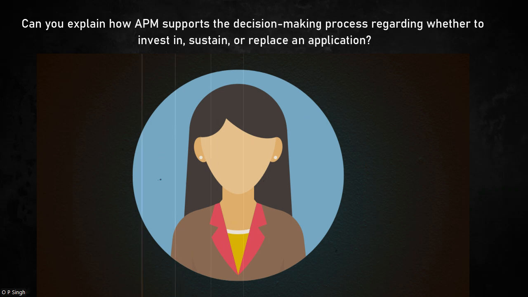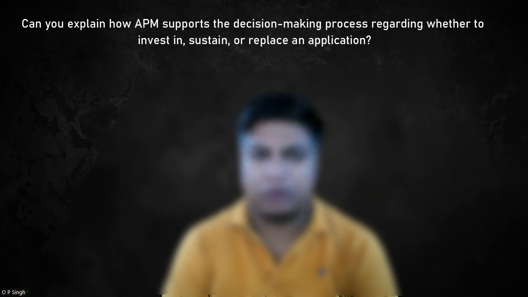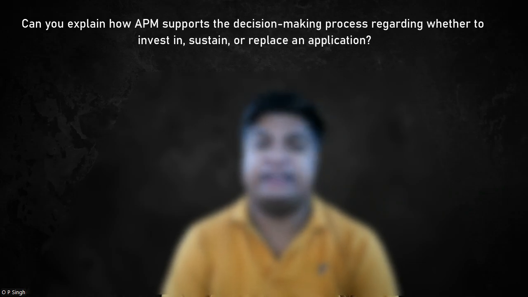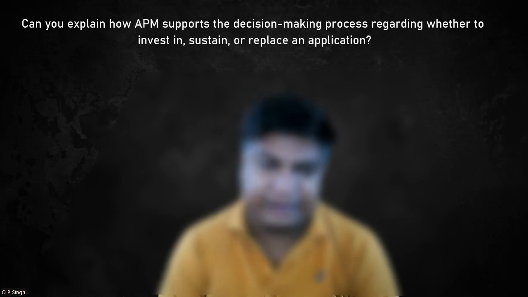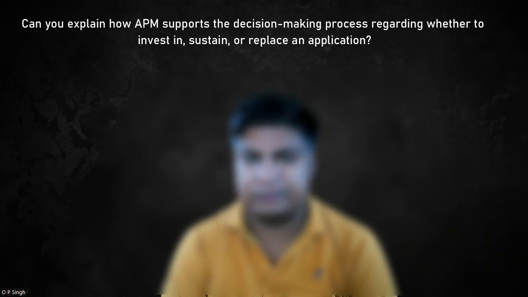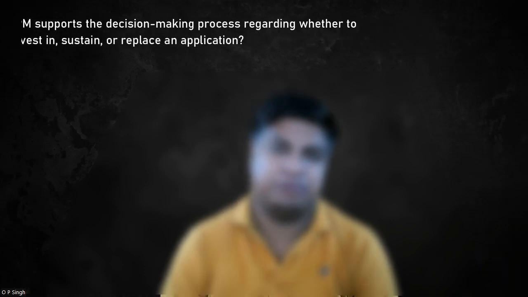Can you explain how APM supports the decision making process regarding whether to invest in, sustain, or replace an application? APM uses business continuity planning and an application assessment framework to evaluate the applications. It provides insight through indicators like cost, performance, and alignment with business need. Based on this evaluation, APM recommends whether to invest in, sustain, or replace the application. The whole decision making is based on data, and that is accurate data.